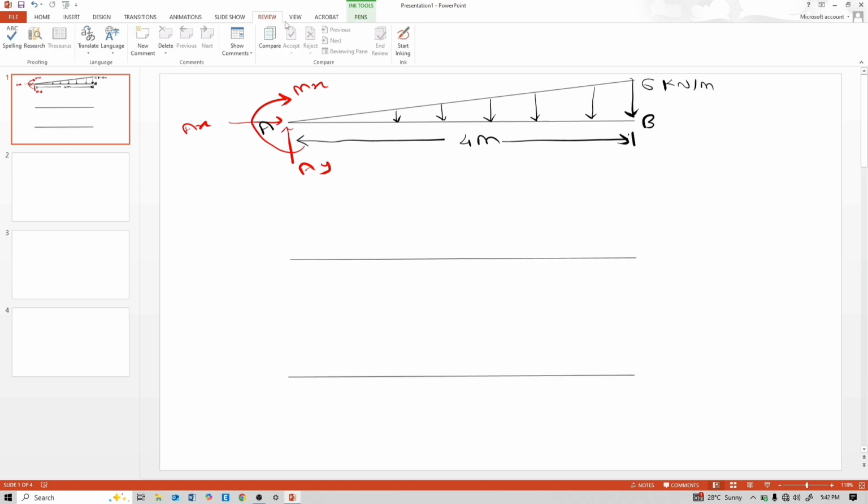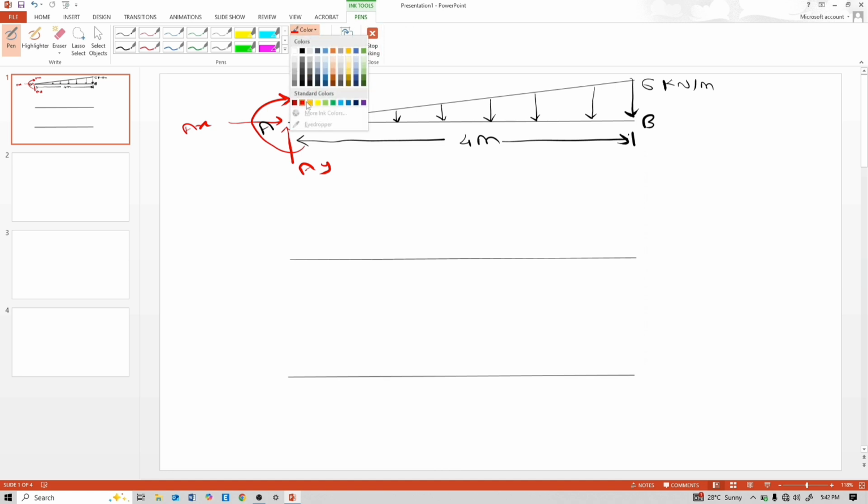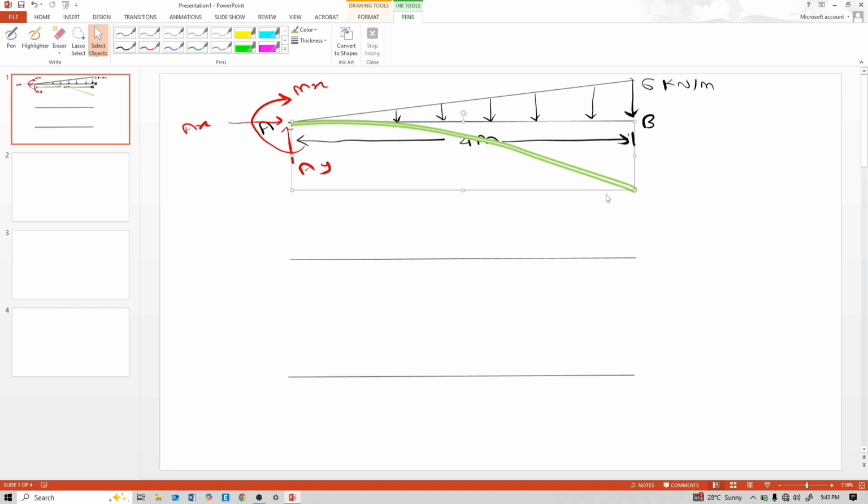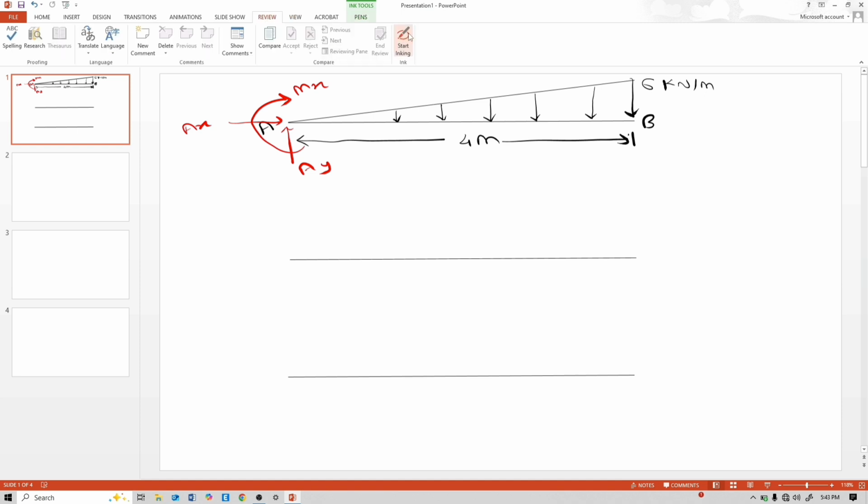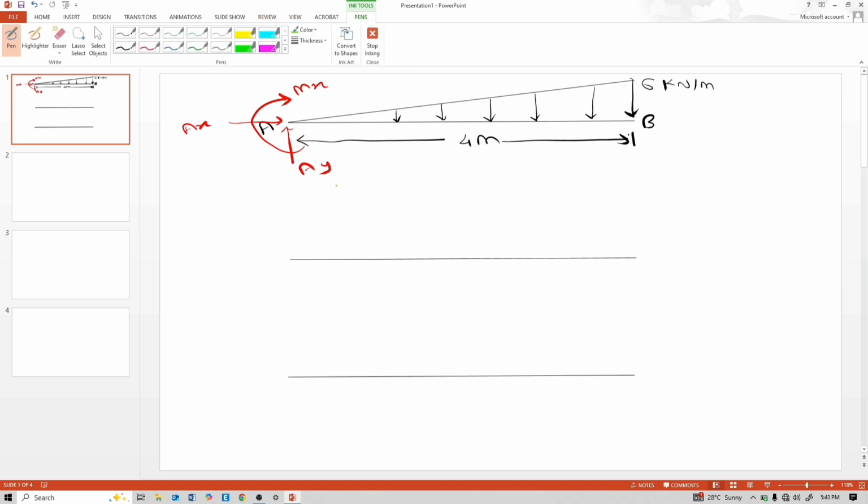So the deflection of this beam is like this. At support A there is no deflection, at support B there is maximum deflection. So due to this, hogging bending moment generates. Let's see the SFD. Due to this Ay direction, this goes upward.